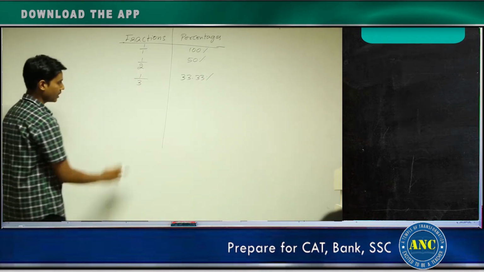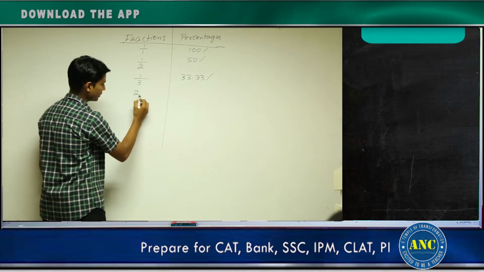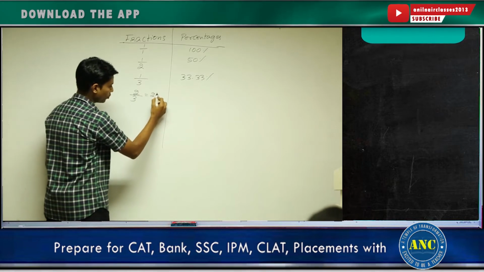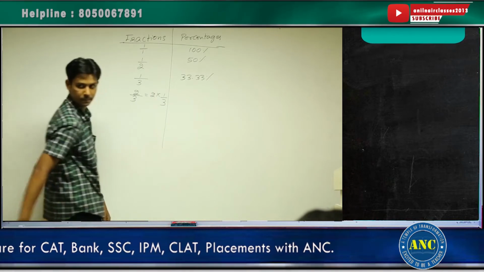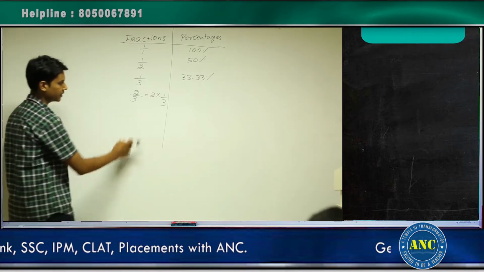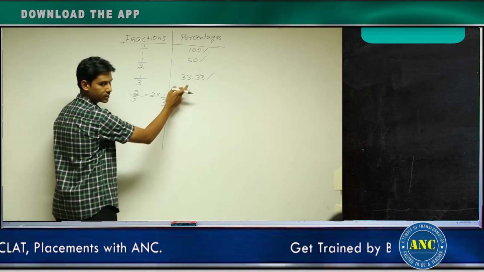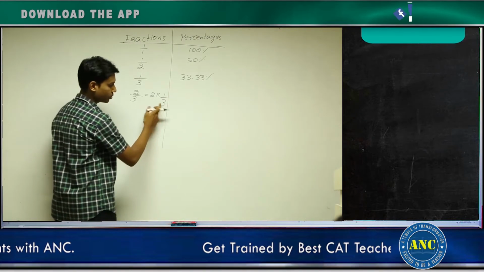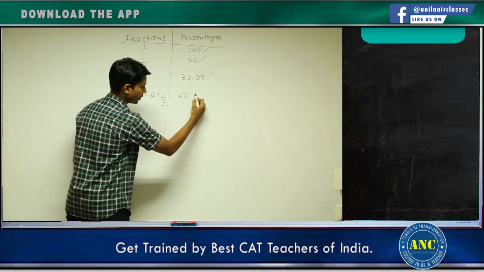33.33%. Listen to this. Next I will increase the numerator simultaneously. 2 by 3. Can I write 2 by 3 as 2 into 1 by 3? Yes, 2 into 1 by 3. That means it is 2 into, what is 1 by 3? 33.33%. 2 into 33.33 is 66.66%.